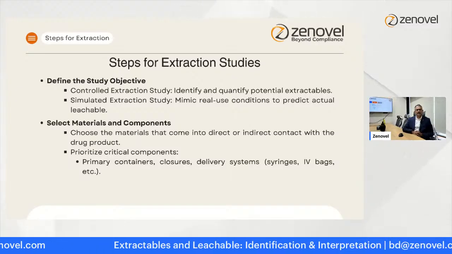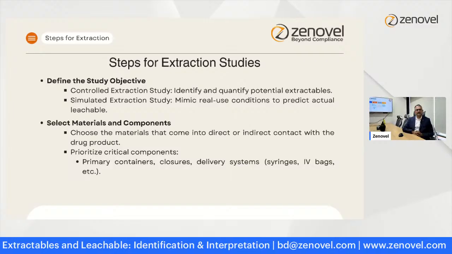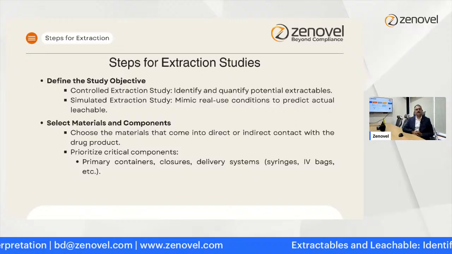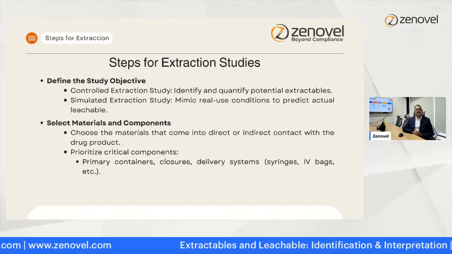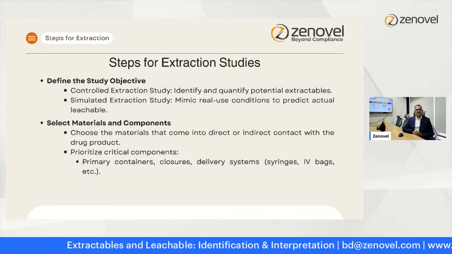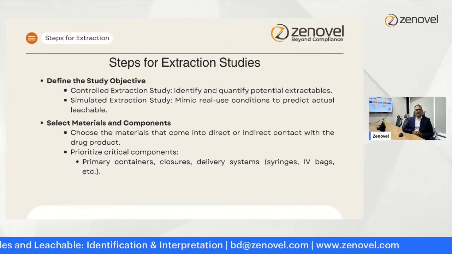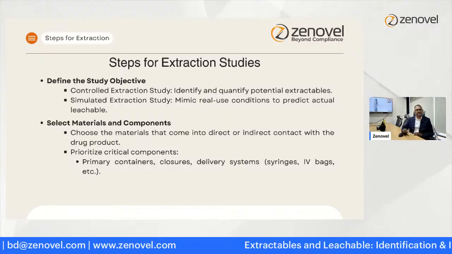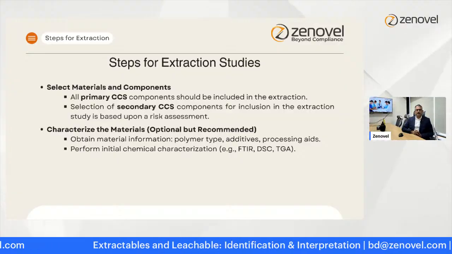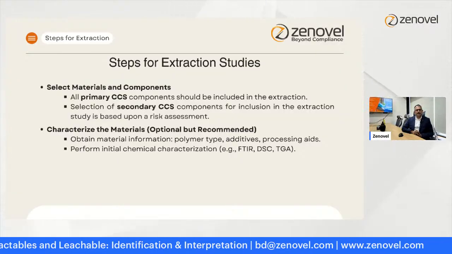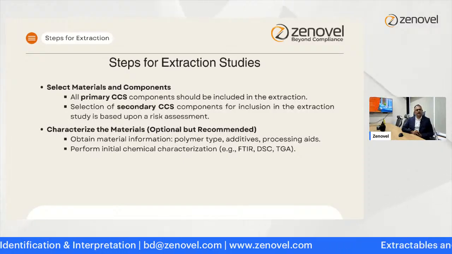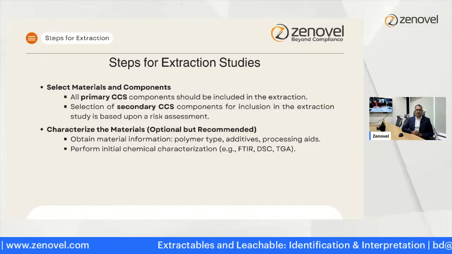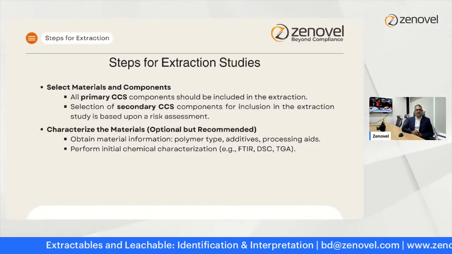Then selection of the material and the compound. Choose the materials that come into direct or indirect contact with the drug product, as we have discussed about the primary and secondary CCS. Then prioritize the critical components such as primary containers, closures, and delivery systems such as syringes, IV bags, etc. Select the material and components. Generally, all the primary CCS components should be included in the extraction evaluation. Selection of secondary CCS can be used, but it depends upon the risk assessment evaluation.